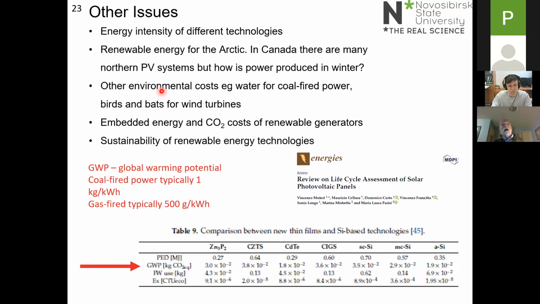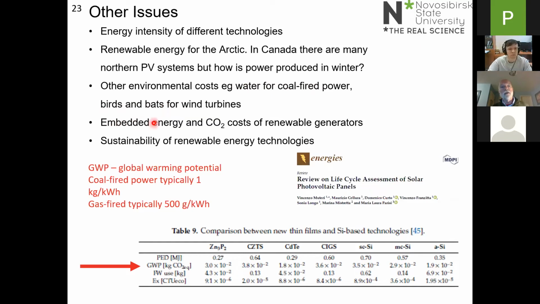There are other environmental costs. For example, coal-fired power stations use a lot of water, and water is becoming one of the scarcest resources on this planet. Yet, as far as I know, there are virtually no coal-fired power stations that pay for the water in any way, shape, or form. There are issues like bird and bat deaths for wind turbines, which I'll mention very briefly.